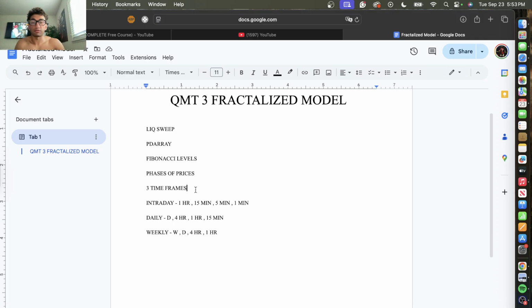And then the three time frames are right here. As you can see, we have intraday, we have daily, and we have weekly. So the intraday, we base our trades off the 1 hour, 15 minute, 5 minute, and 1 minute. And what we target for the intraday is a daily high. When we're trading the daily, we use the daily time frame, the 4 hour, the 1 hour, and the 15 minute, and what we're targeting is a weekly high. And when we trade the weekly, we use the weekly, the daily, the 4 hour, and the 1 hour. For the most part, what we're targeting is our monthly high.